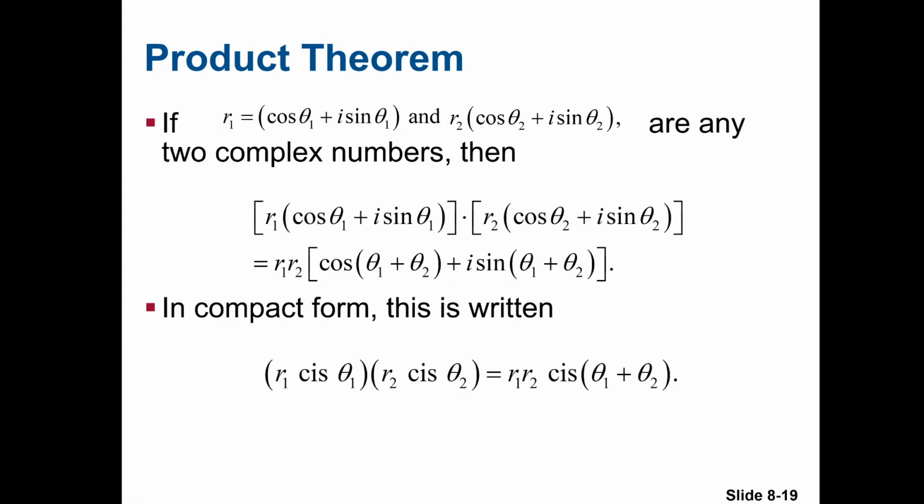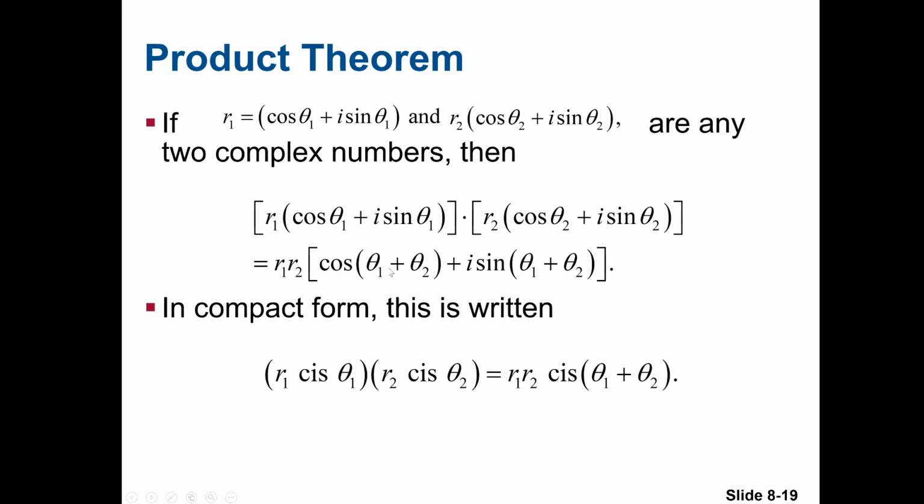Now the product theorem, something you need to recognize. It's a new formula. Instead of just multiplying the complex numbers, you can convert them to the trigonometric form, or the polar form. For the radii, we have r1 and r2, and we can just multiply those two radii.